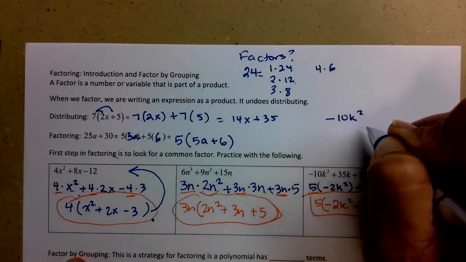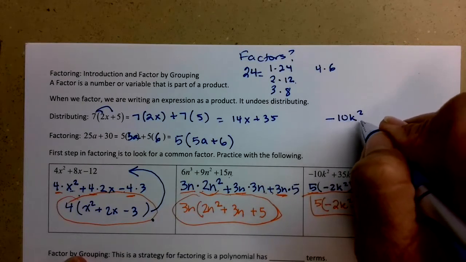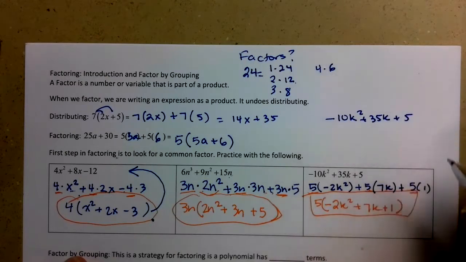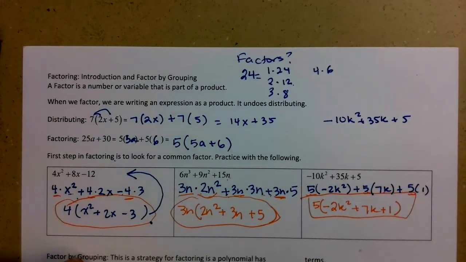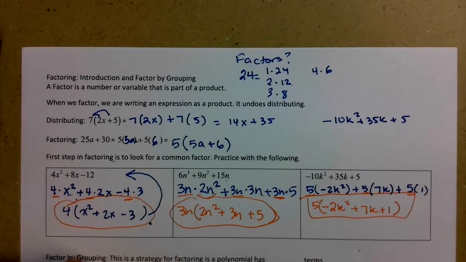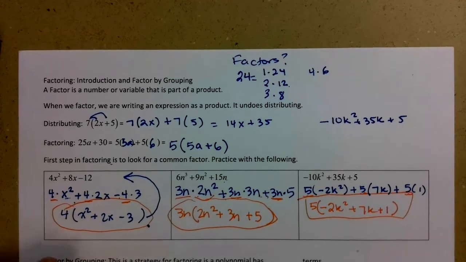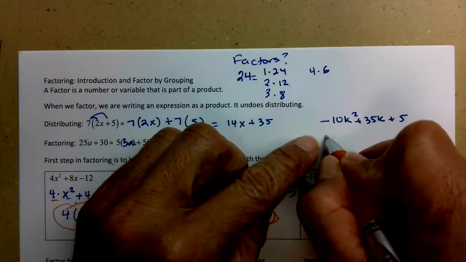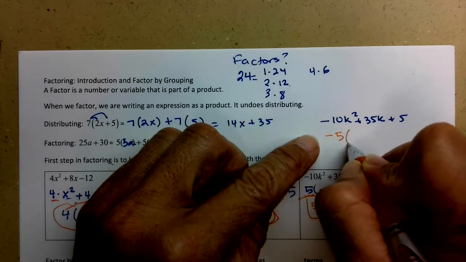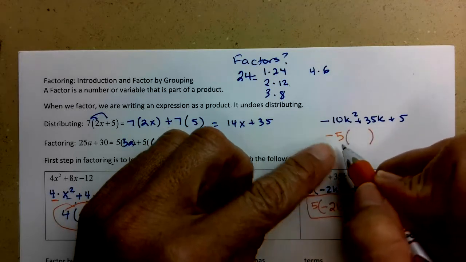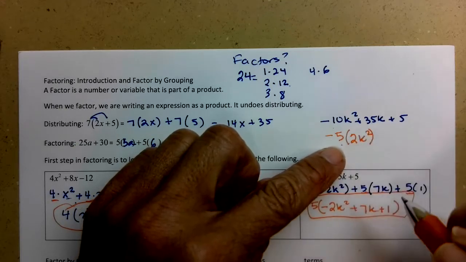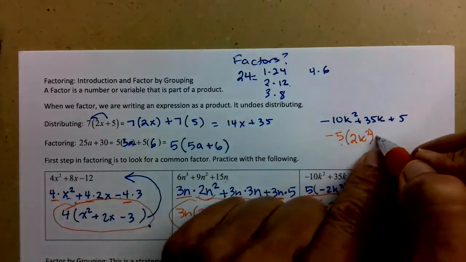Negative 10k squared plus 35k plus 5. Now, instead of factoring out 5, I'm going to factor out negative 5. Okay, so let's think about how that's going to be different. If I think of my negative 10k squared, that is negative 5 times what? Right, so negative 5 times positive 2k squared. Then my next term would be a negative 5.